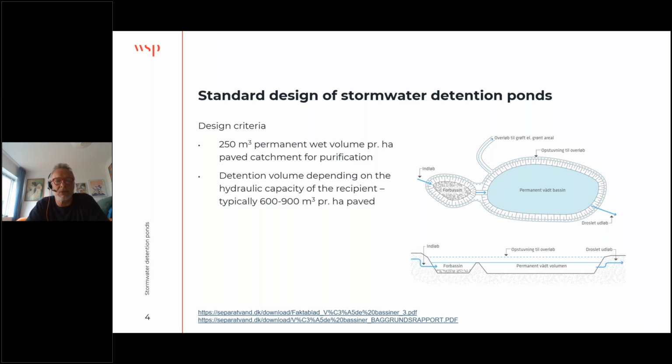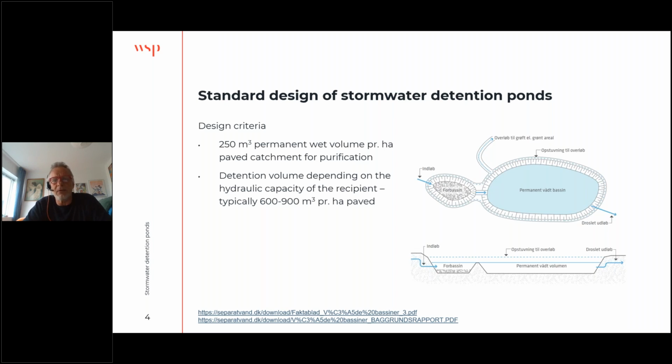And to make sure we have a decent purification of the water, we design with a 250 cubic meters permanent wet volume per hectare paved catchment. And what happens here is that we can contain about 25 millimeters of precipitation in the pond. And then when it starts raining, the clean water will be removed and discharged, and new polluted water from the urban surfaces will be collected in the pond and stand there for days until next time it rains. So that's the purification part of it.